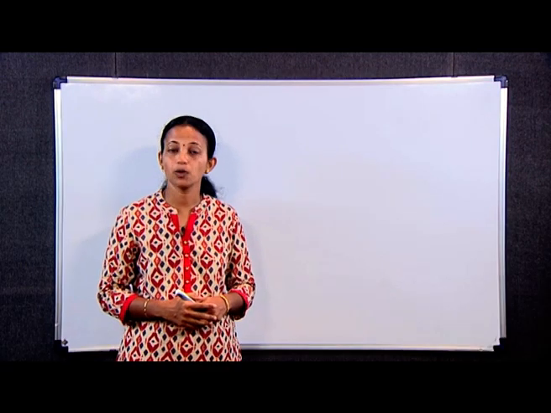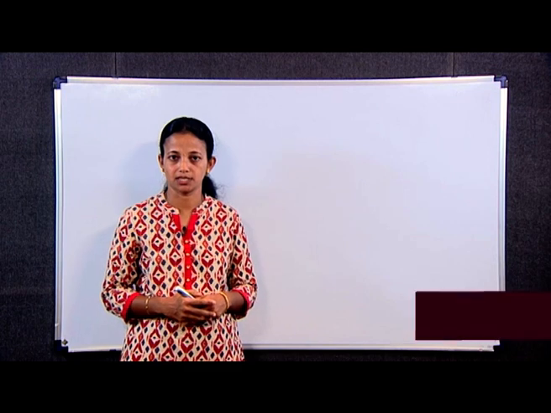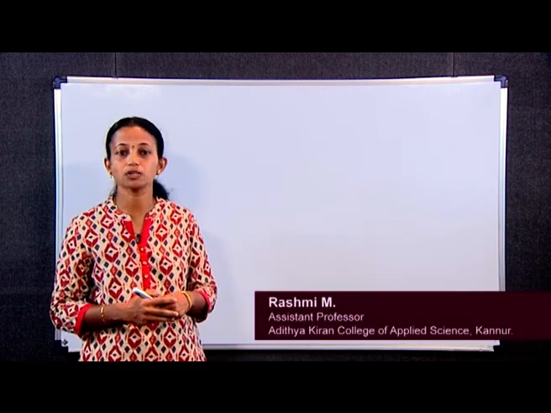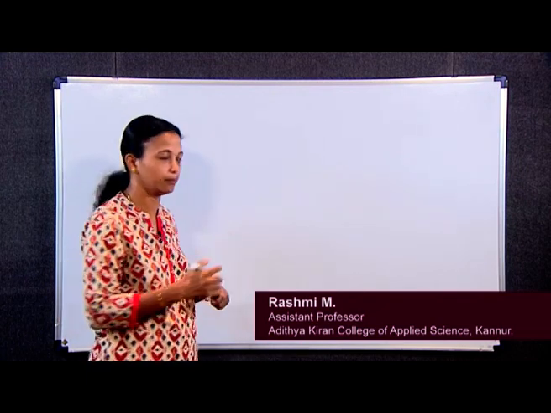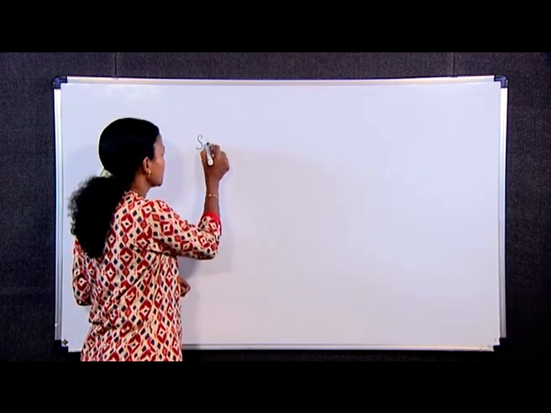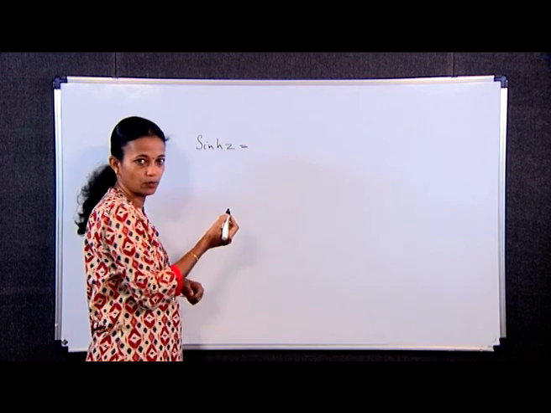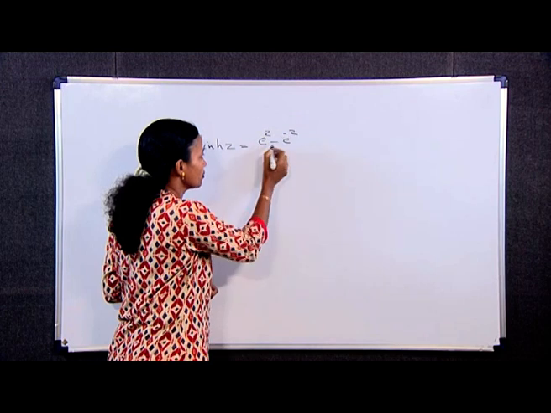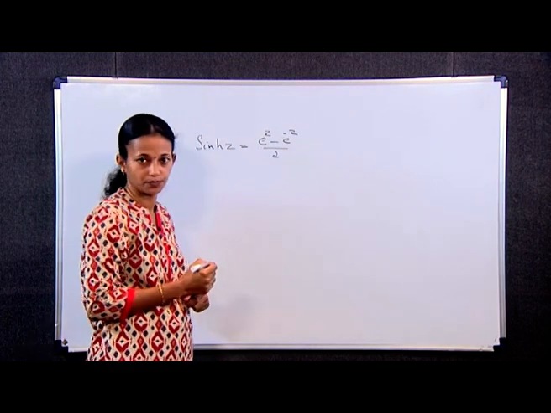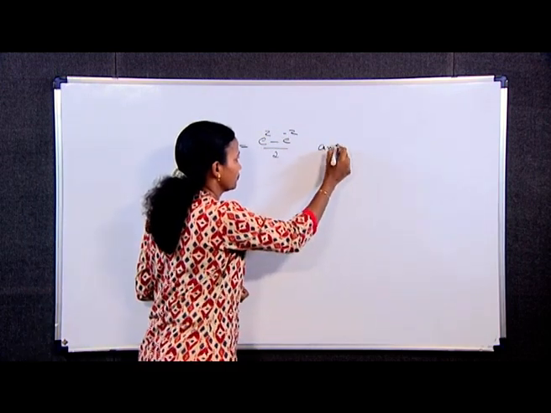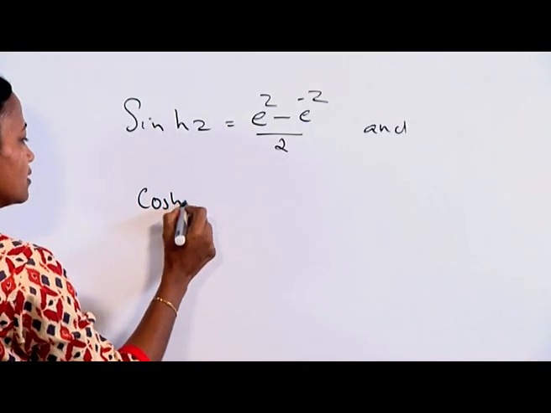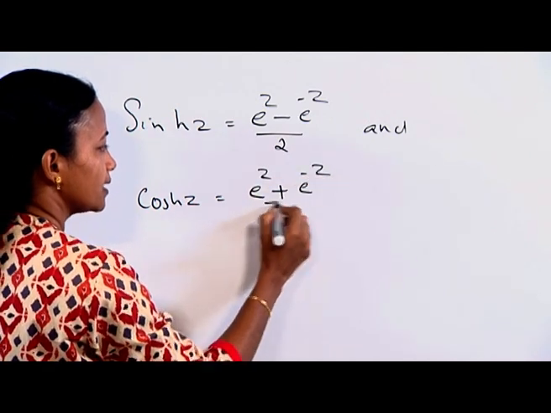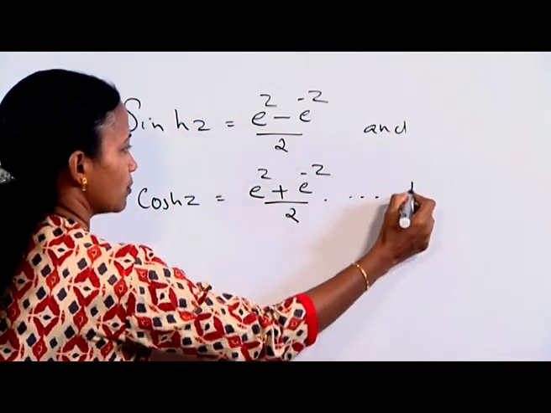Welcome friends. Here we discuss hyperbolic functions. The hyperbolic sine and hyperbolic cosine of a complex variable z are defined by sinh z is equal to (e^z minus e^(-z)) by 2 and cosh z which is equal to (e^z plus e^(-z)) by 2. Mark it as equation number 1.